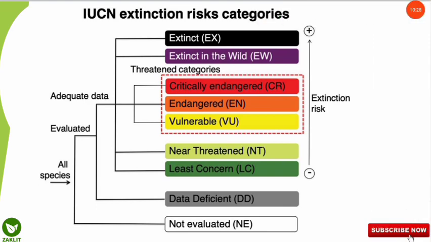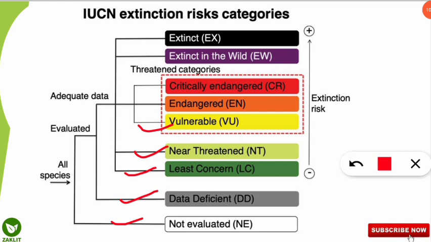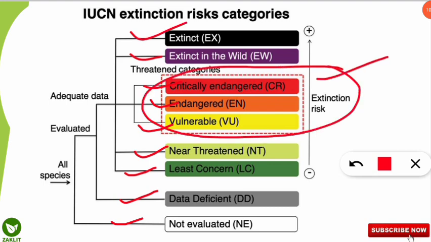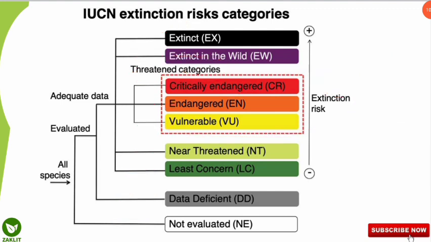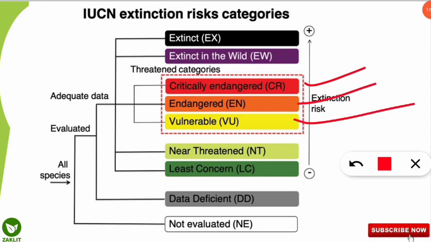So what are these 9 categories? Starting from not evaluated, which is number 1. Next is data deficient, least concern, near threatened, vulnerable, endangered, critically endangered, extinct in the wild, and extinct globally. Here you should also know that these 3 categories, that is critically endangered, endangered, and vulnerable, are the categories under the threatened categories. This question was asked several times: what are the threatened categories? Note down they are critically endangered, endangered, and vulnerable.